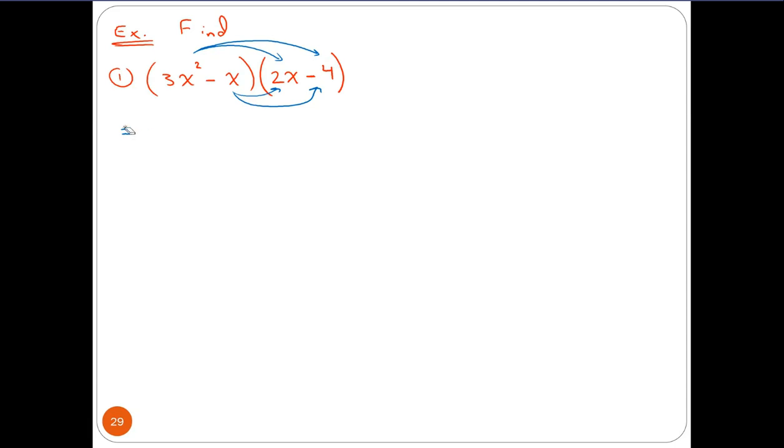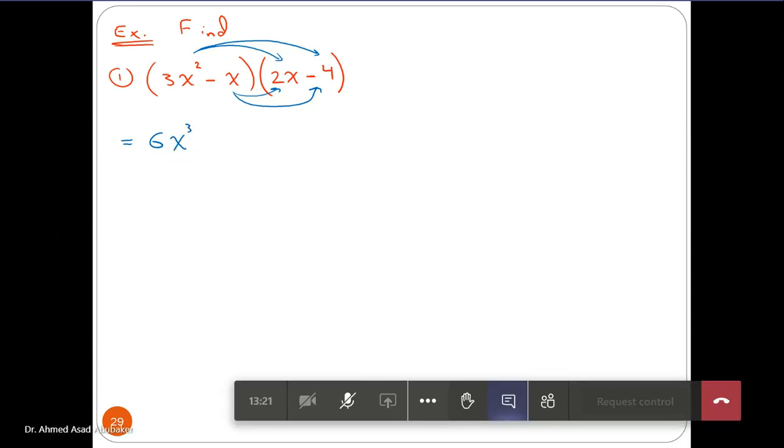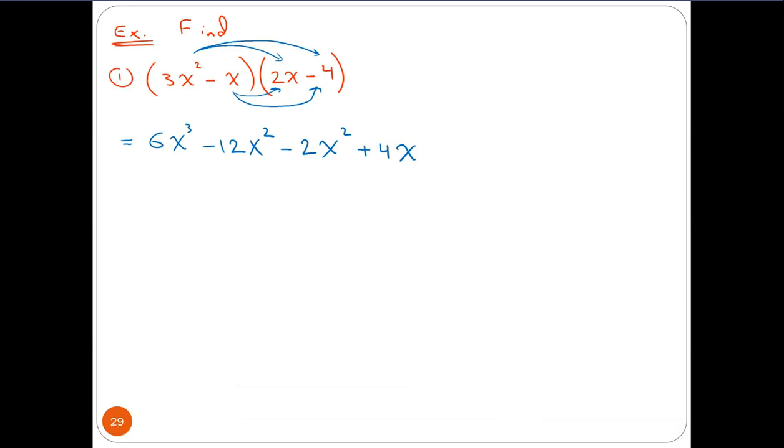So we have, look at this, 3 multiply 2, we have 6, x squared multiply x, x to the power 3. 3 multiply negative 4, negative 12 x squared. Now we have negative x multiply 2x, negative 2x squared. Negative x multiplied by negative 4, we have positive 4x. Okay. Now we can make it more simplified.